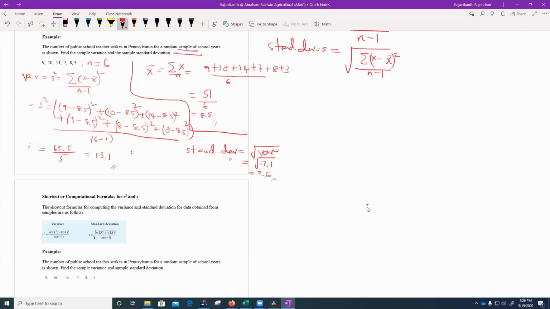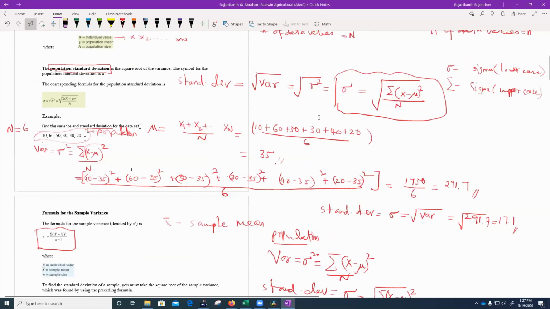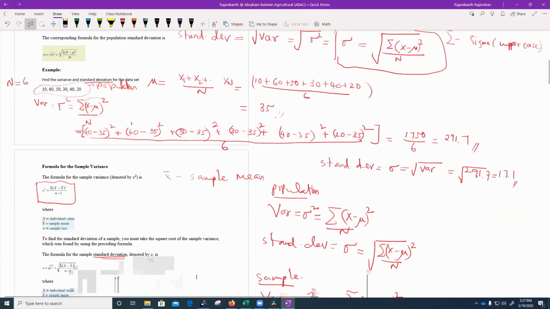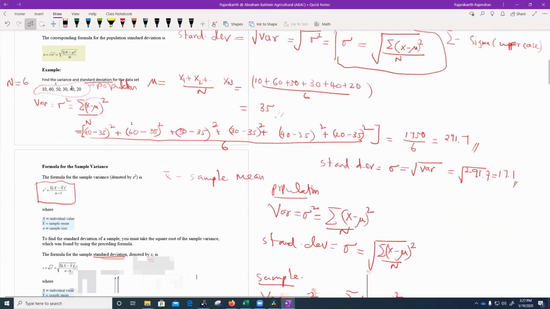Okay, so this is the way to find the population mean, standard deviation, sample mean, and sample standard deviation. Now I'm going to show you how to use the calculator to find these values. Let us do this problem first. I'm going to use the calculator to do your first example.